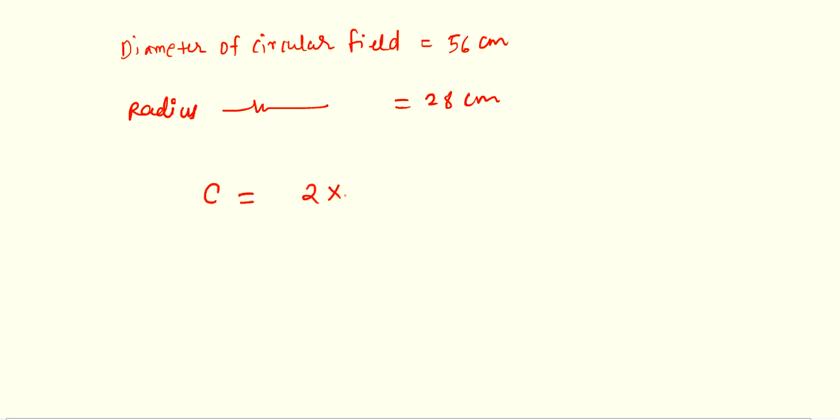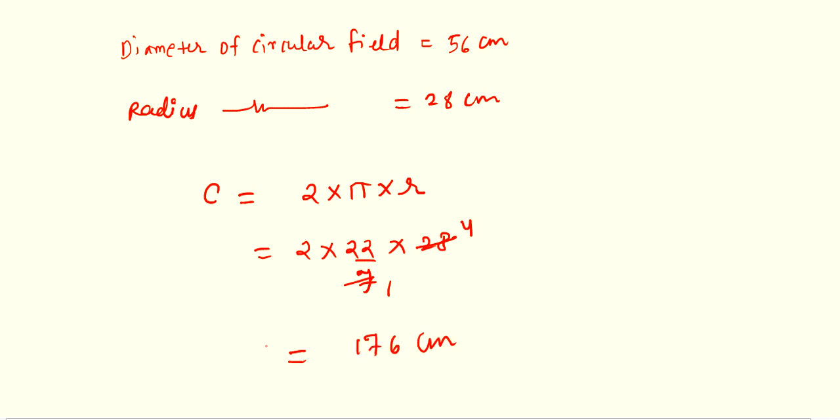Circumference equals 2 into pi into r. So 2 into pi 22 by 7 into r 28. 7 ones are 7, 7 fours are 28. Then 22 into 4, 88, 88 into 2, 176. So the circumference is 176 meter.